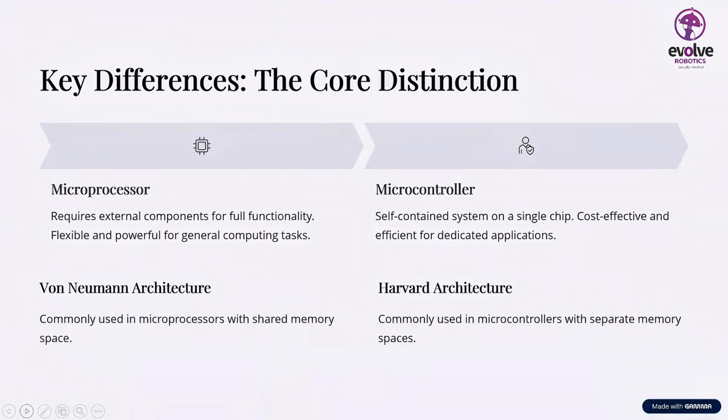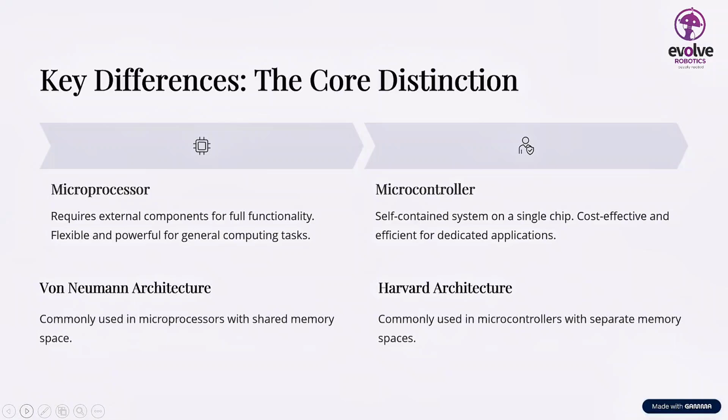Microprocessor requires external components for its full functionality and it is flexible and powerful for general computing tasks. In the case of microcontroller, all the external components used for microprocessors are integrated on a single chip, so it is cost effective and efficient for dedicated application. The main difference between microprocessor and microcontroller comes in their architecture.